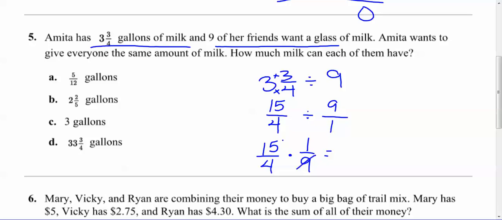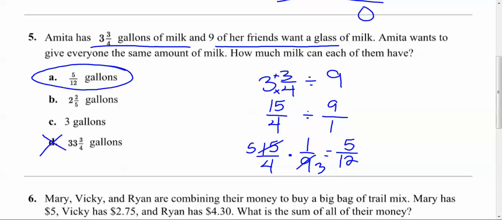So these both share a common factor of 3, so 5 times 1 is 5, 4 times 3 is 12, so 5/12 gallons per person, okay? Choice D was an obviously eliminated one. There's no way if you only have 3 3/4 gallons that you can give everyone 33, almost 34 gallons each.